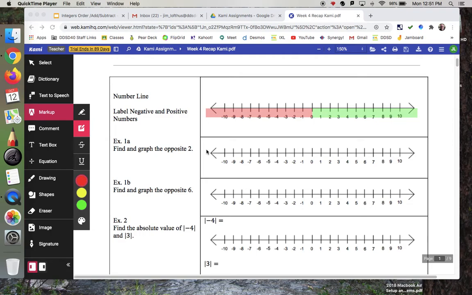This is a recap for Monday, October 12th. Today in class we introduced the idea of integers.